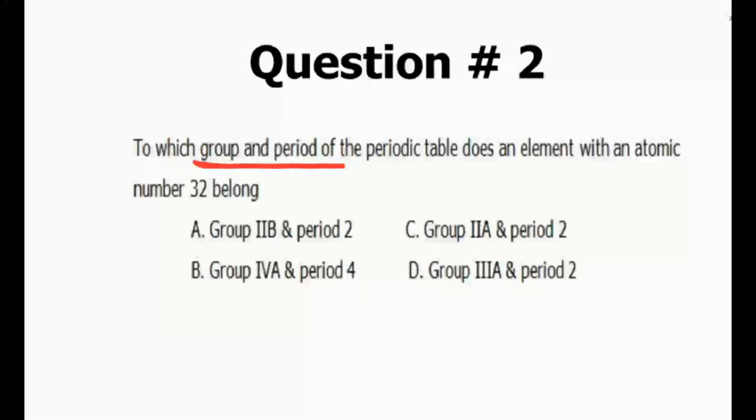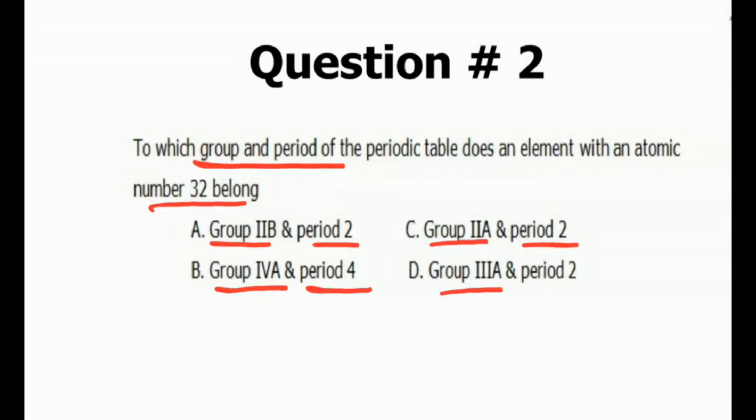To which group and period of the periodic table does an element with an atomic number of 32 belong? A. Group 2B and period 2. B. Group 4A and period 4. C. Group 2A and period 2. D. Group 3A and period 2.